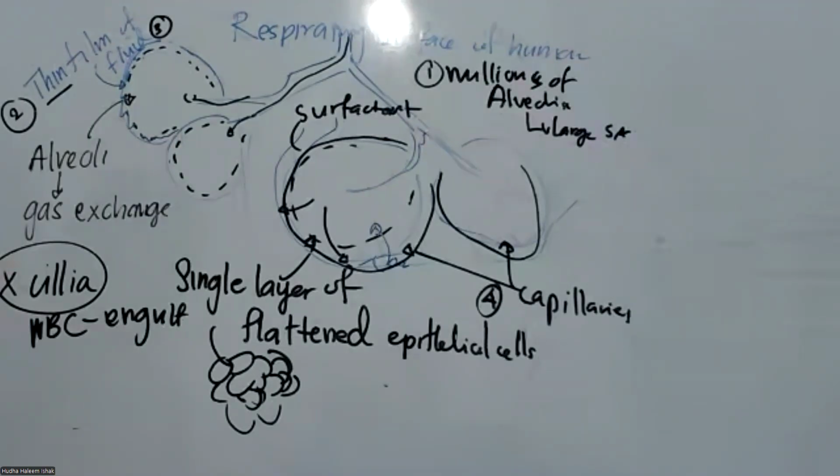Yeah, the major branches are the trachea and bronchi, and the minor branches are bronchioles.